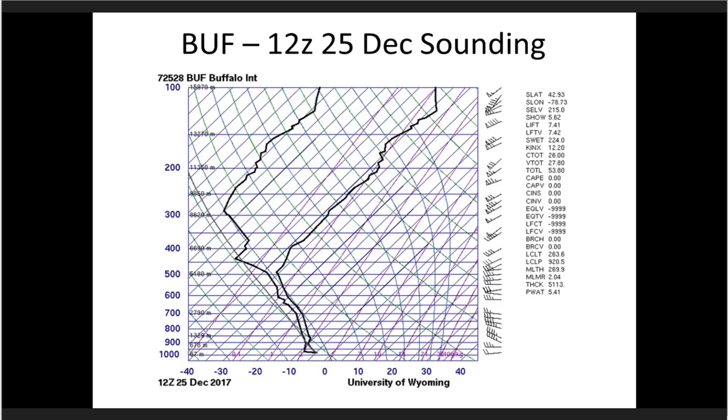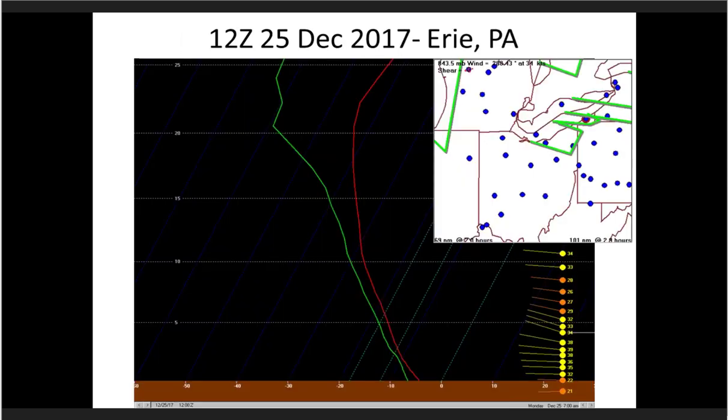This was a sounding from Buffalo on Christmas morning. You have an inversion base all the way up to near 500 millibars, so this is a very deep layer, sufficient for very intense lake effect snow. And this is a BUFKIT sounding centered for the city of Erie off the NAM model, which does show really a very deep mixed layer, unidirectional flow out of the west to perhaps northwest, around 35 knots or so.